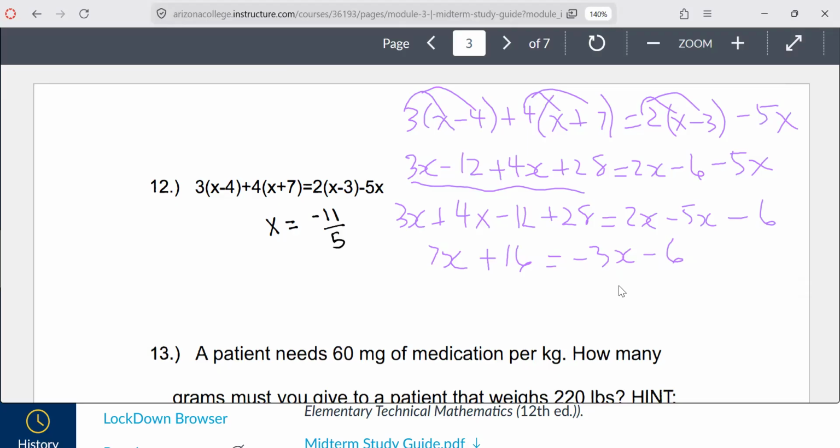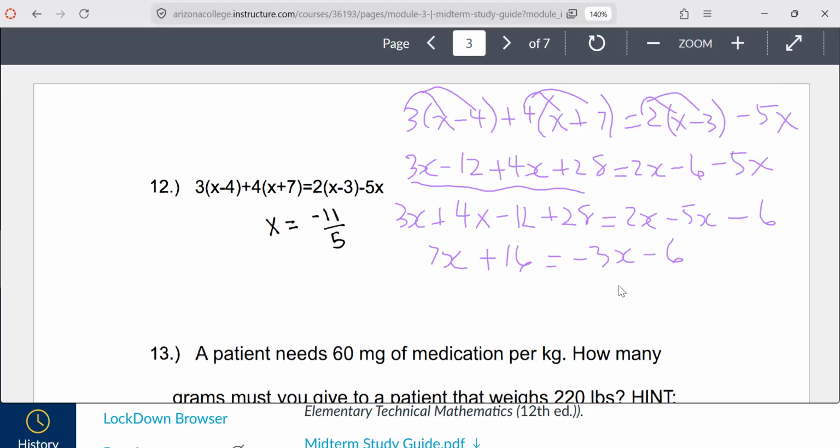So now I fixed the like terms on the left and then on the right. Now I have to look at the left and then the right. If there are like terms, they have to cross. Okay? So I've got 7x on the left. I've got negative 3x on the right.